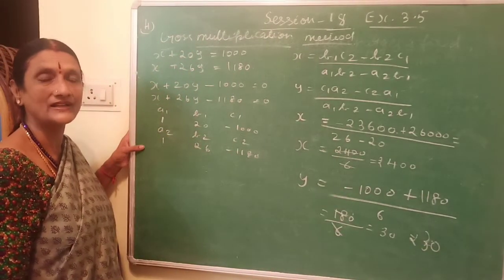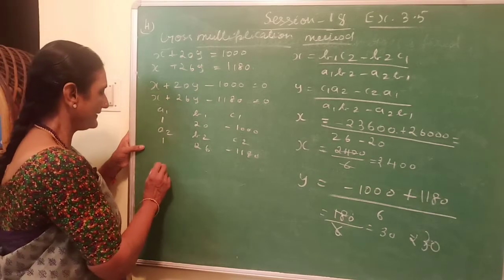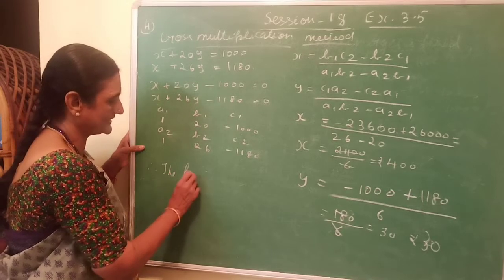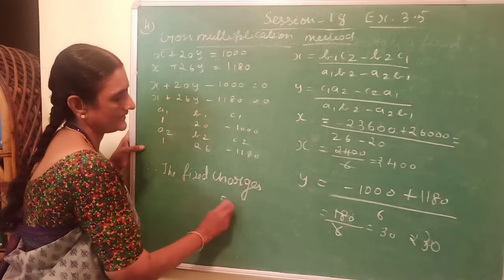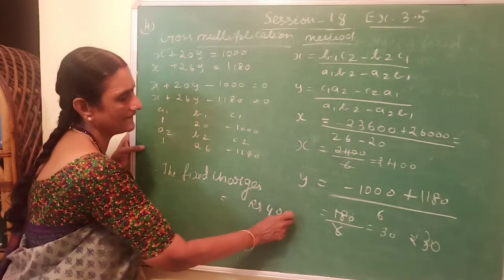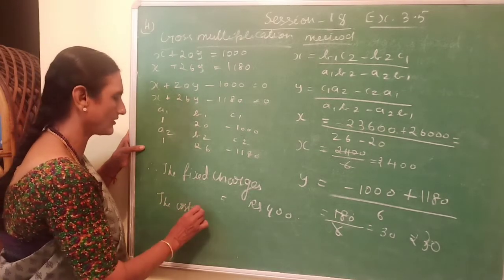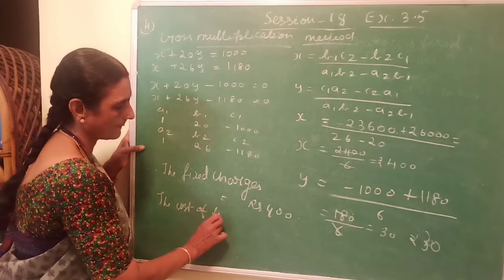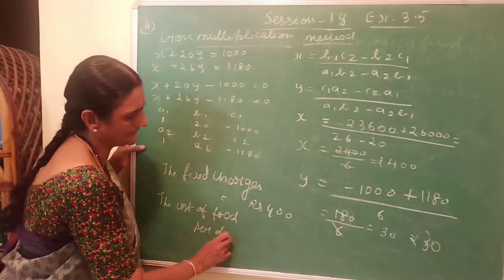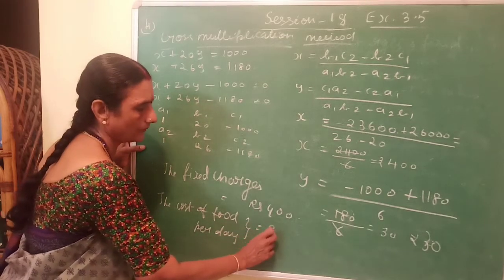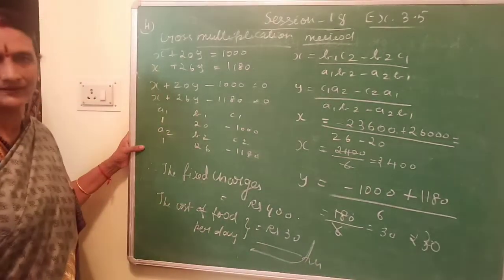So you cannot leave the answer as it is. You have to write the statements correctly. Okay. So you'll write, therefore the fixed charges is equal to rupees 400 and the cost of food per day, you can put like that, is rupees 30. So highlight your answers and finish the sum like this. Okay.